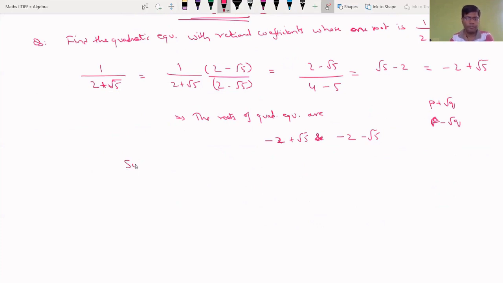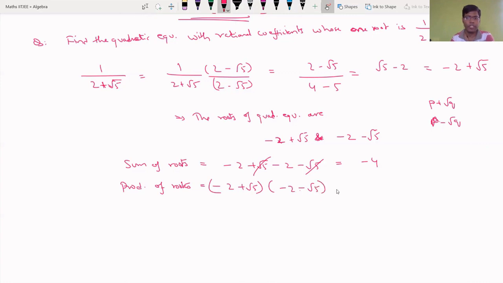Okay, so then we have sum of roots is equal to minus 2 plus root 5 minus 2 minus root 5. So these root terms will go away. I will be getting minus 4. And we have product of roots, minus 2 plus root 5 multiplied with minus 2 minus root 5. So this is minus 2 square minus root 5 square. So this will be 4 minus 5, which is minus 1.